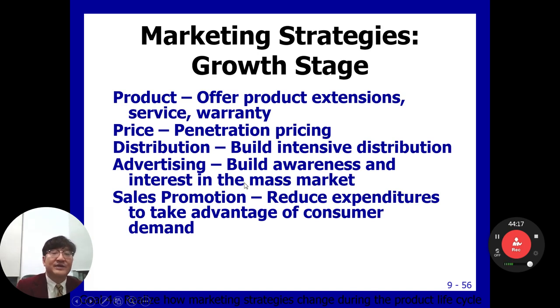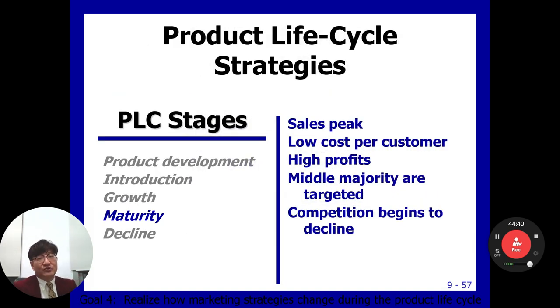And in the advertising, maybe you still want to increase your awareness and interest in the mass market, so that many people can purchase your product. The sales promotion expenditure decreases a little bit, because you have many customers, so the cost per customer decreases. The next stage is the maturity stage. Usually in the maturity stage, sales reach the peak, and you have even lower cost per customer, and you can have a high profit.